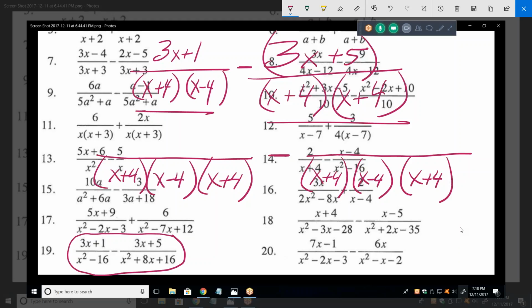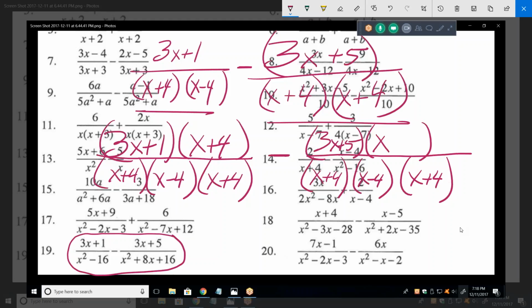What goes in the top left? We'll start with what's there. It's going to be multiplied by something. What is it? The x plus 4. And in the top right, then 3x plus 5 times x minus 4. Good. Catching on, definitely. And now the only way we can combine the tops is if we multiply them.